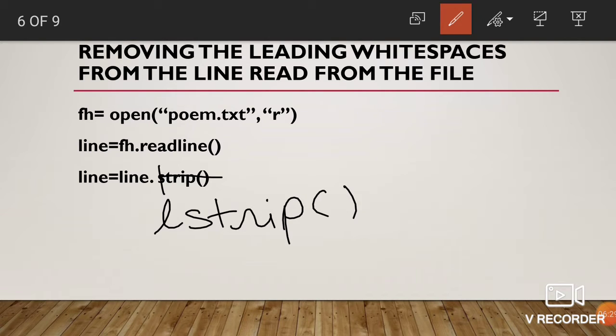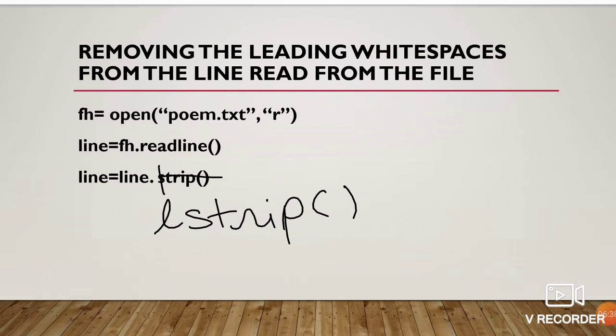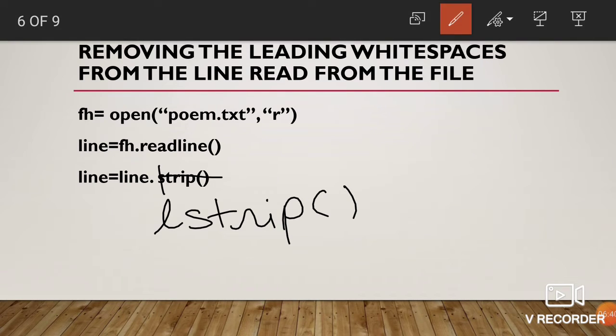L strip, because we are talking about the leading white spaces. Okay, that's why we are using L strip here. So what will it do? It will remove all the leading white spaces of the line. मतलब line के पहले जो भी सारे white spaces हैं, that will be removed by using the L strip.